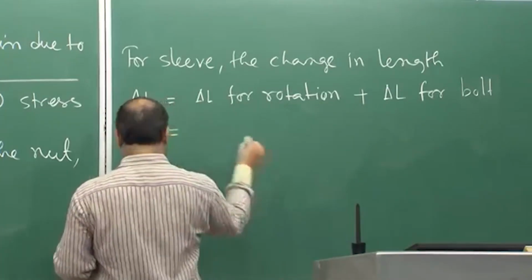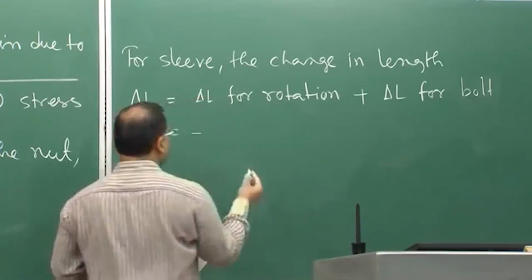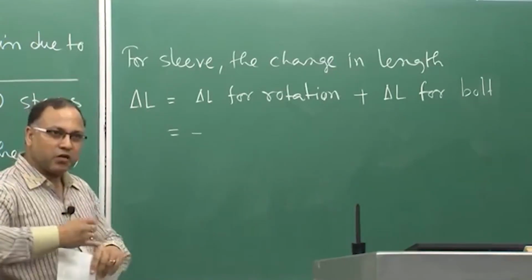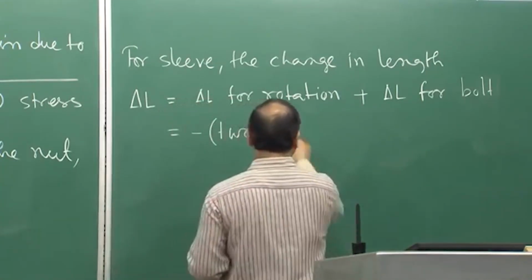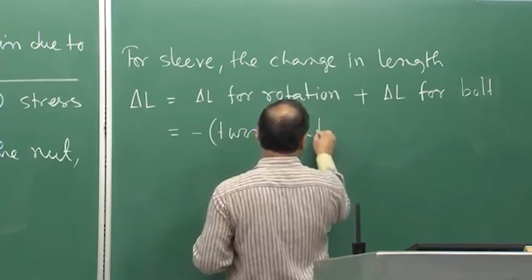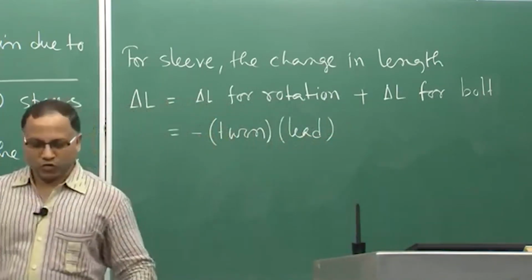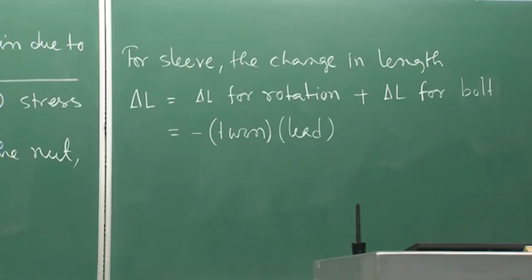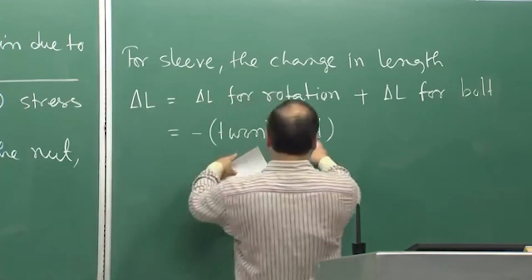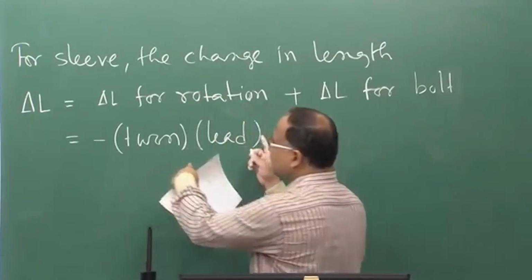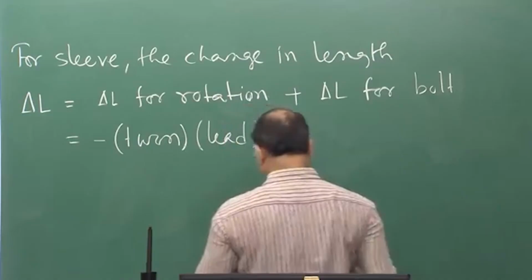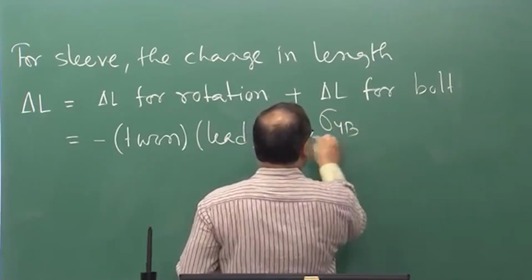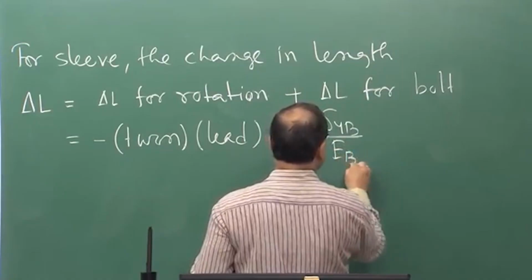And this part, as given in the problem, will come negative because that is creating compression on the sleeve. That is nothing but the turn, how much turn you are giving, into the lead. This generally comes from your screw jack or this kind of threaded material. So, this is the rule. This much change in length is happening, but that should be minus because that will be compressive in nature, plus sigma_yb by E_b into L.